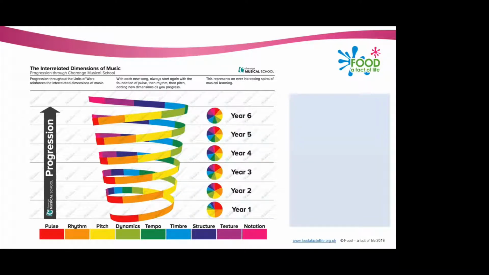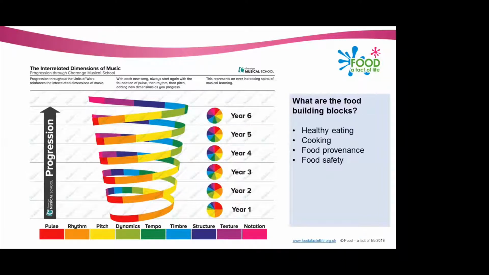So if we think about this from a food point of view, we can actually think about what are the food building blocks for a scheme of work and lessons. And here's just a few bullets that I've put together. And perhaps if you've got any other thoughts, you could type in the chat box here. But perhaps our building blocks are around healthy eating, cooking, provenance. Maybe there's more about provenance that we wish to explore. Safety, and I think food safety, food hygiene are key things.